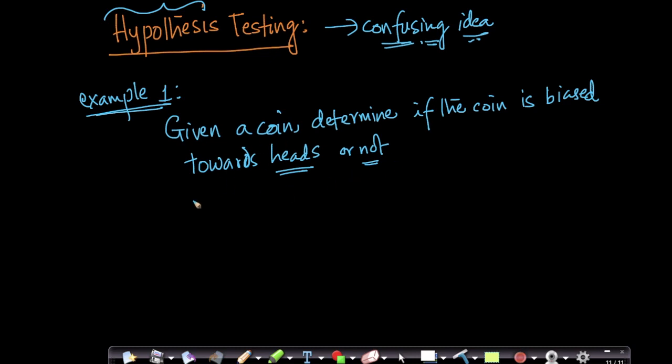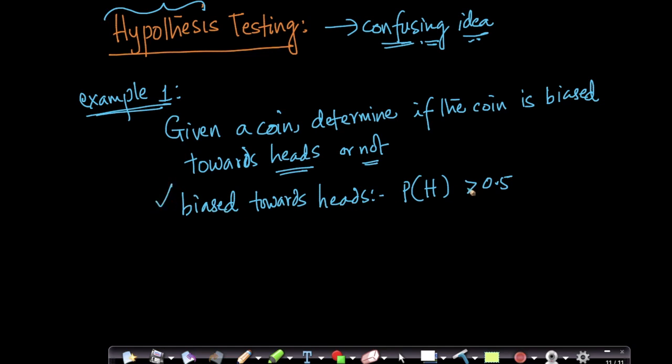So what does it mean to say that the coin is biased towards heads? It means that the probability of getting a head when I toss this coin is greater than 0.5. This is what I mean when I say the coin is biased towards heads. When I say the coin is not biased towards heads, it means that the probability of heads is equal to 0.5. Right? So I'm just trying to make my definitions clear here.